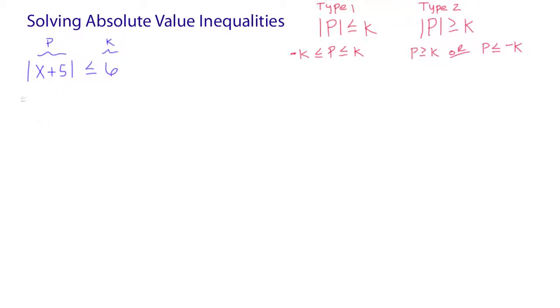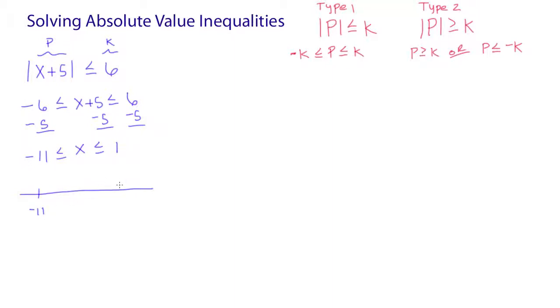Following this rule, to solve it, we get negative 6 less than or equal to x plus 5 less than or equal to 6. We need to isolate x. Well, we need to subtract 5 on all sides. And we have negative 11 less than or equal to x less than or equal to 1. Now, sometimes they'll ask for a number line. Let's do that. So here's a number line. Number line goes from negative 11 to 1.